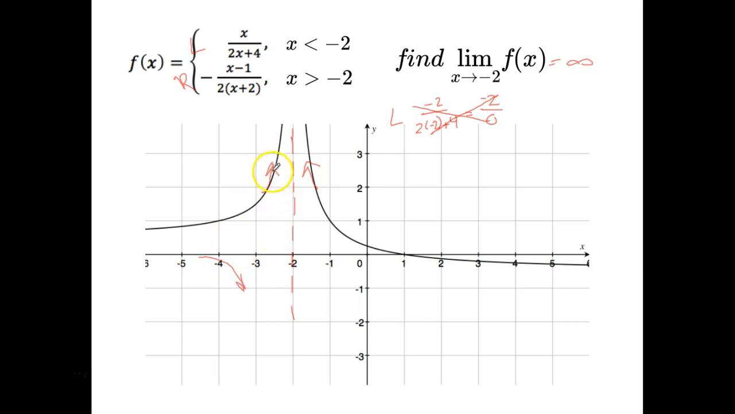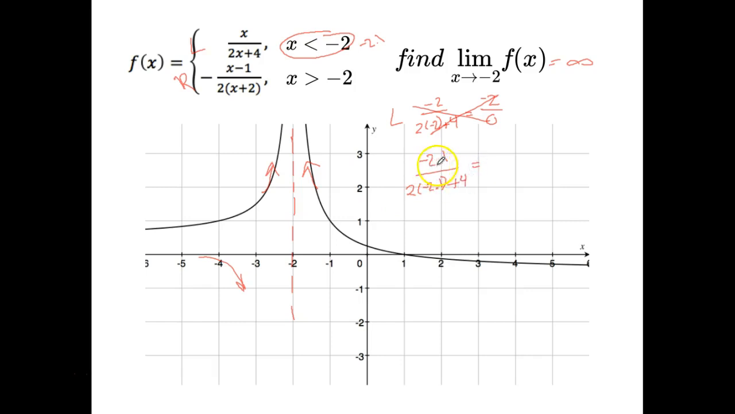It's either going to be going up or it's going to be going down. Yeah? In this case, I know it's going to be going up, but let's check it. I need to pick a number to the left of -2, because we're talking about the left-hand side. So to the left of -2 would be -2.1. Okay? Let's plug in -2.1. -2.1 over 2 times -2.1 plus 4.